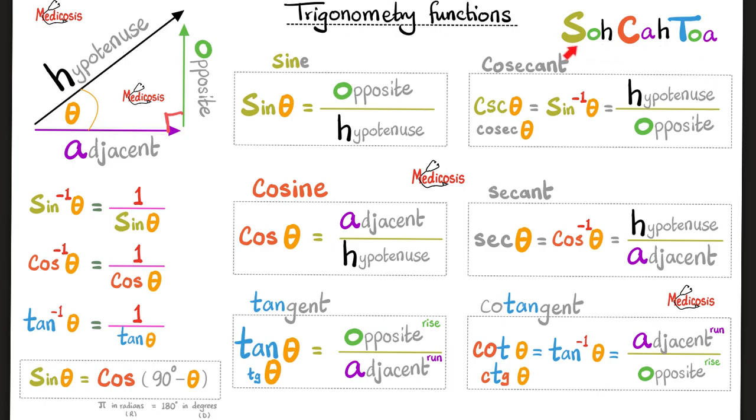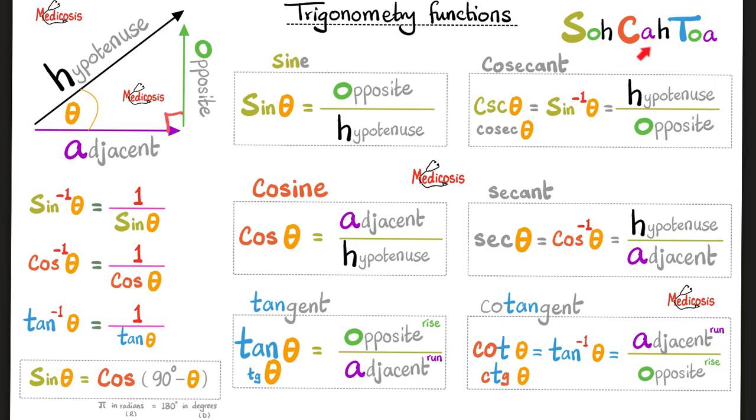What is sine? Sine theta equals the opposite over the hypotenuse, like this. How about the inverse of sine? It's called the cosecant theta. It is the inverse of sine. Instead of opposite over hypotenuse, it's hypotenuse over opposite. You can write cosecant theta like this, or like this, or like this. I don't care.